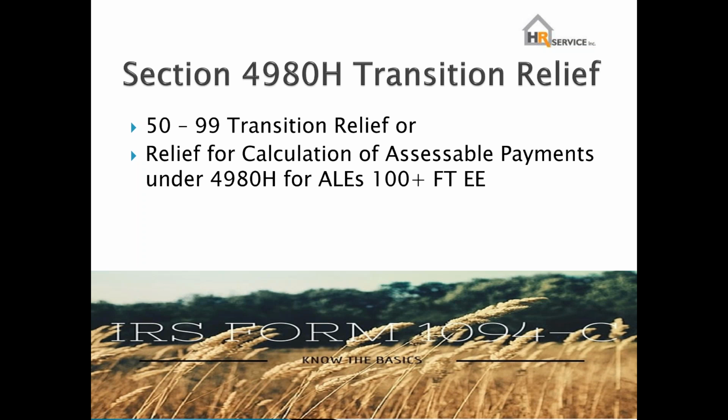If your employee size was 50 to 99 during 2014, you have transitional relief to not be required to provide coverage for 2015, although you still have to submit ACA reporting documents, 1095 and 1094. You can check this box if this applies to you, or if you qualify for relief for a calculation of affordable premiums under 4980H for ALEs, applicable large employers with 100 or more full-time employees. It'll reference you to the instructions for more details on section 4980H if you wanted more information on that.